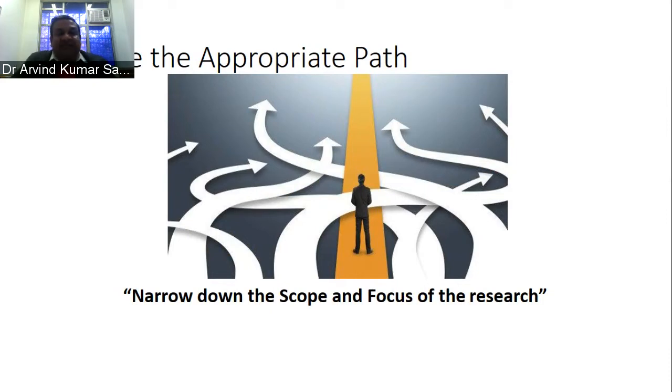An important thing here is that these boundaries must be drawn in a way so that at least you'll be able to generalize the result on the population. So though it says narrow down the scope, it should not be narrowed down so much that the researcher won't be able to generalize on the population. We have to keep in mind to what extent we can narrow down the scope and the focus of the study.